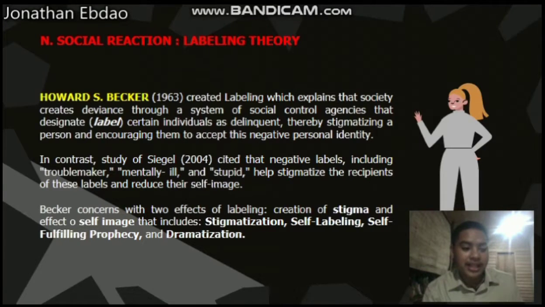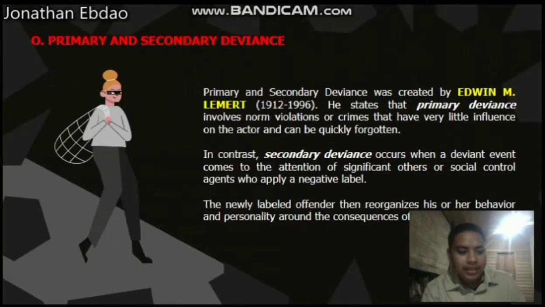The next one is the social reaction, or labeling theory. Howard S. Becker created labeling, which explained that society creates deviance through a system of social control agencies that designate and label certain individuals as delinquent, thereby stigmatizing a person and encouraging them to accept a negative personal identity. Becker was concerned with two effects of labeling: the creation of stigma and the effect on self-image, which includes stigmatization, self-labeling, self-fulfilling prophecy, and dramatization.